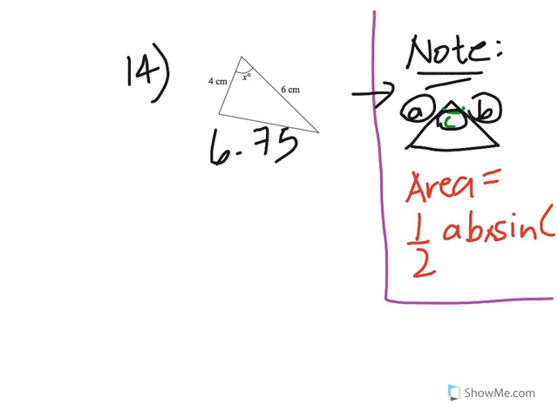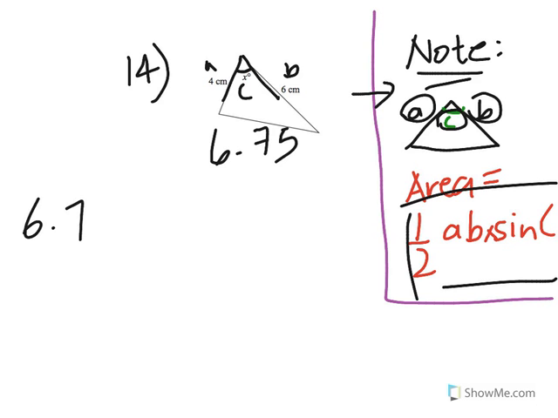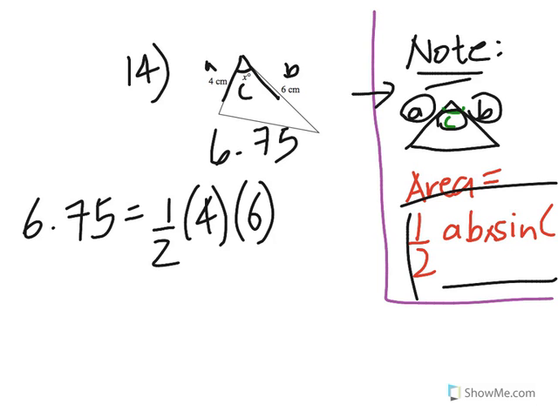So looking at this question, we have the two sides 4 and 6 and the angle between them is x. So the 4 acts as the a, 6 can act as the b, and the x can be the c in this equation which I've written here. And the area is 6.75. So the area is equal to half AB sine C. So it means that 6.75 is equal to half multiplied by 4 multiplied by 6 times sine x.